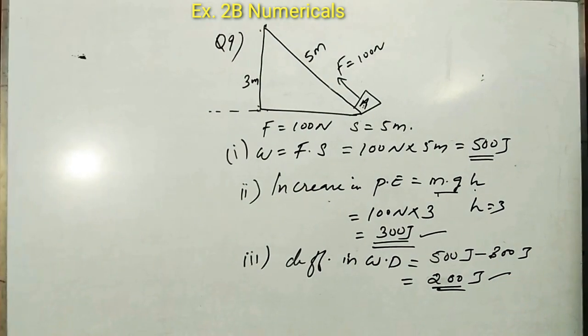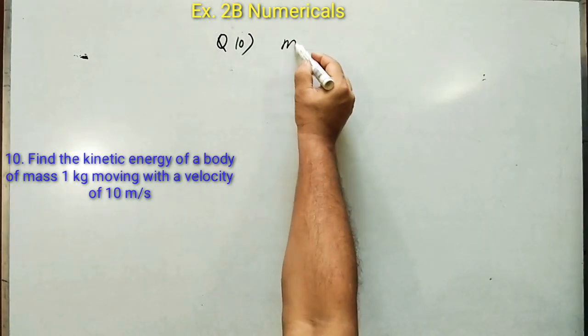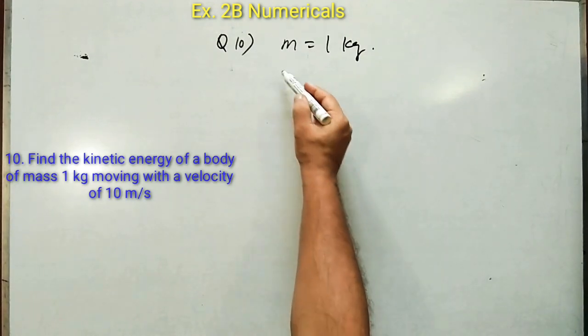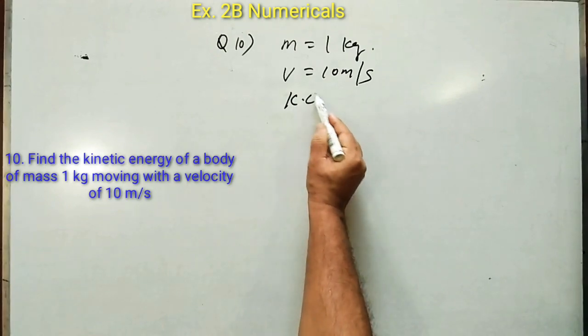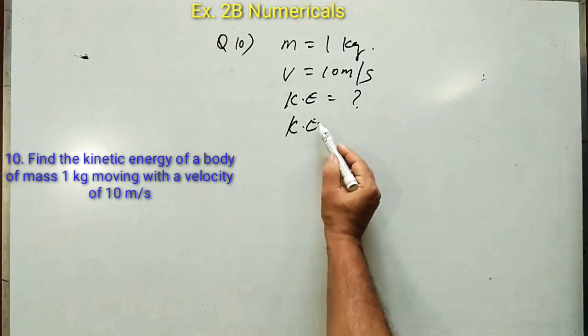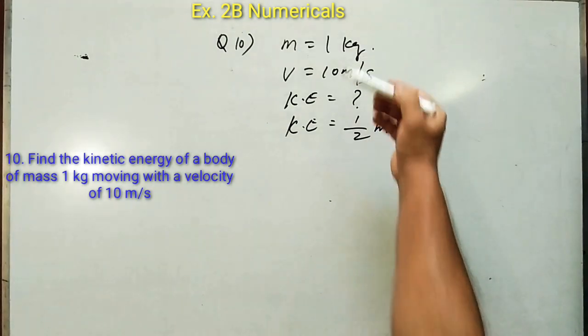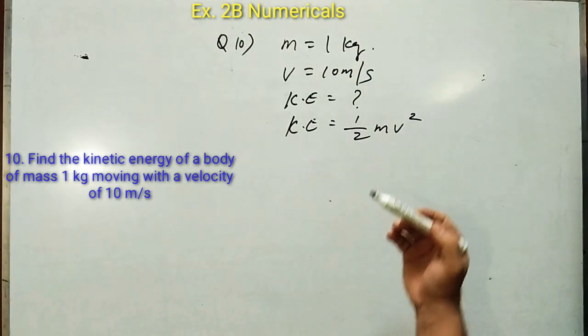Okay. Now moving on to question number 10. Find the kinetic energy of a body of mass 1 kilogram moving with a uniform velocity of 10 meter per second. You have to calculate the kinetic energy. Clear? So the kinetic energy is given by the formula half mv square. All the quantities are given here. As you can see, it's a direct and a very basic question.